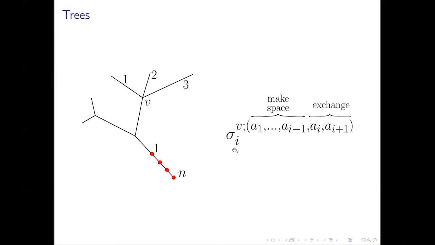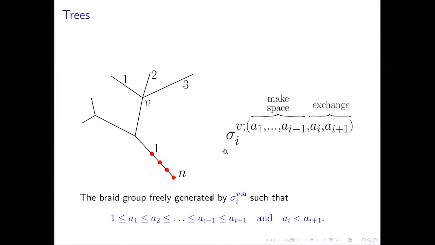then onions 1 up to I minus 1 are blocking, right? So we have to move them somewhere. We are moving them to the branches of this junction, somewhere up here. And these numbers determine where we put them. So A1 is the number of the branch where we take this onion 1. So I could put it like 2, then A1 would be 2, and so on. And then these are numbers of branches where onions I and I plus 1 exchange. And then we can show that such braids generate the whole braid group of a tree.